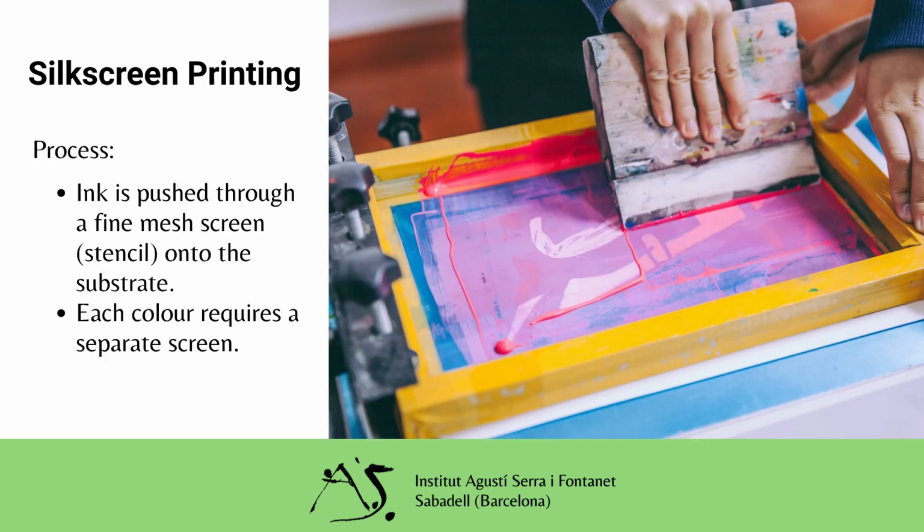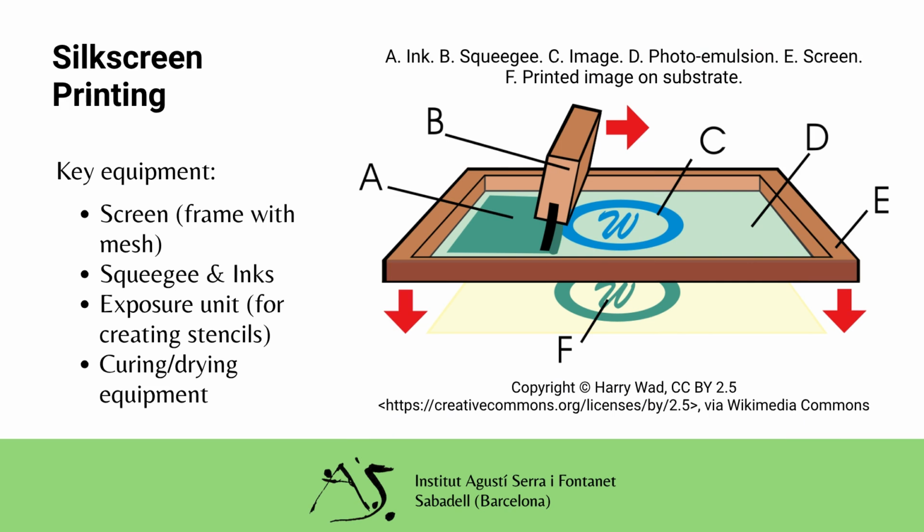Ink is pushed through a fine mesh screen, the stencil, onto the substrate. Each color requires a separate screen, so it is time-consuming for multicolor designs. Key equipment. Screen, a frame with mesh. Squeegee and inks. Exposure unit, for creating stencils. Curing and drying equipment.